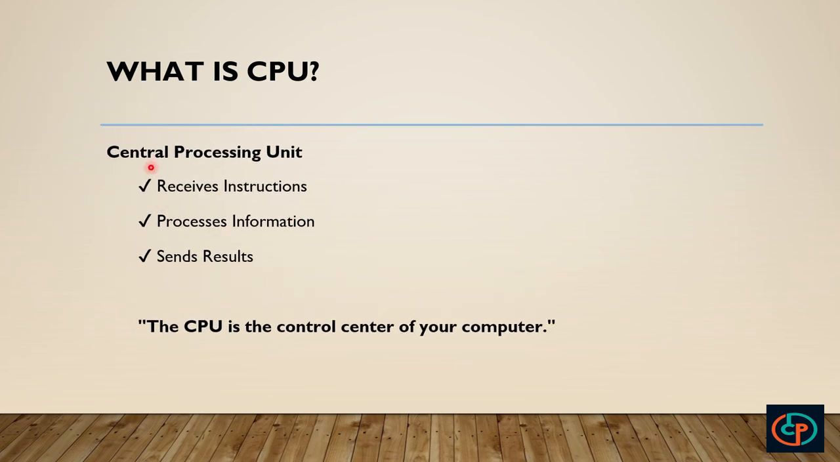CPU stands for Central Processing Unit. People often call it the brain of the computer, but here is something very interesting. The CPU doesn't actually think like humans do. Instead, it follows instructions: it receives those instructions, processes information, and sends results as quickly as possible. So whenever you click, type, or open an app, the CPU decides what should happen next. That is why the CPU is the control center of your computer.